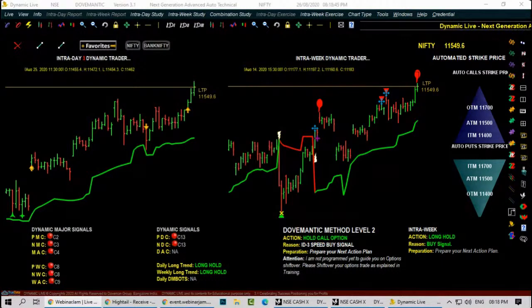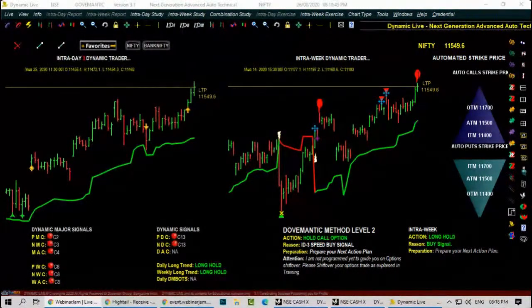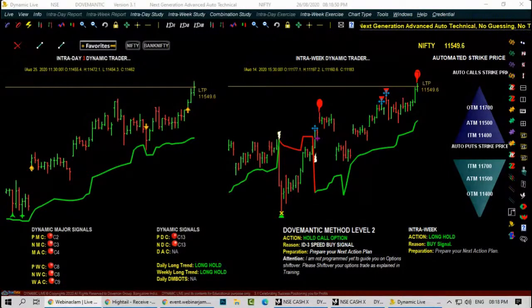And then we discussed the dynamic system level 2 trading method. And now we are discussing the most advanced dynamic superpower trading method. Now, these are 3 methods. There are many people who are following the Dow Mantic method, and many who are following the dynamic superpower trading method. So, we are preparing our next action plan according to each of these methods.